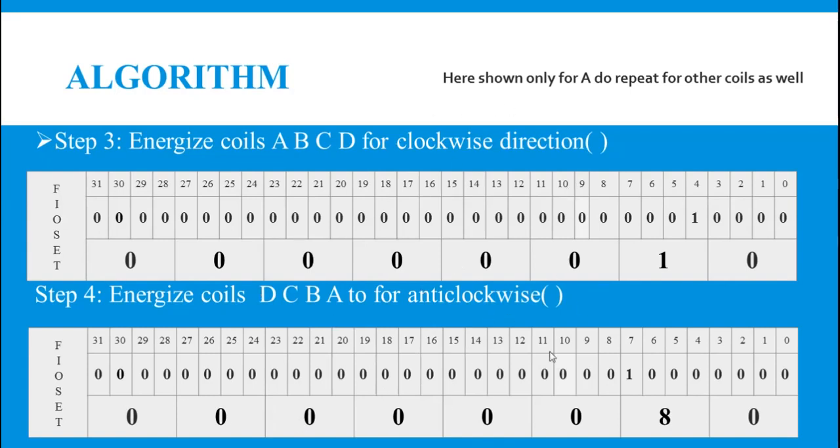Similarly for anti-clockwise direction, if you want to energize D, then the value becomes 8. For C, this is 4, and for B it is 2, and for A it is 1. So these are all the different sequences that have to be maintained to rotate the stepper motor in clockwise as well as anti-clockwise direction.